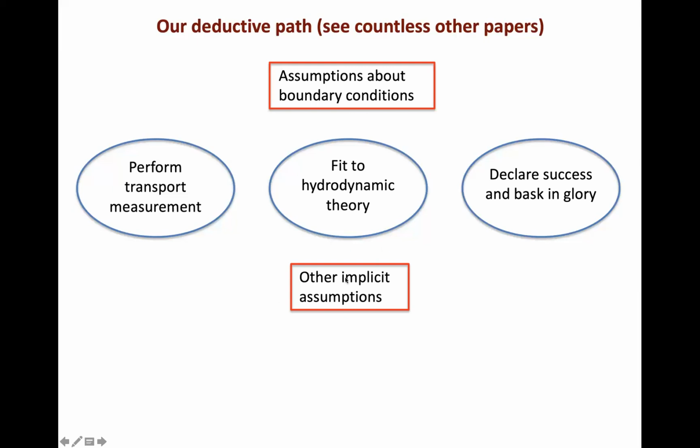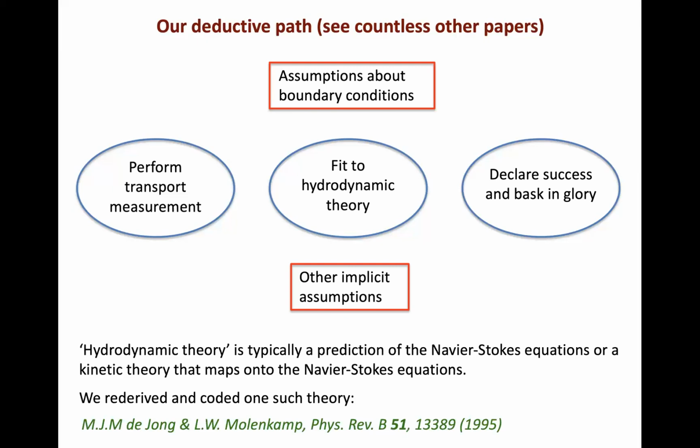However, other implicit assumptions go into most people's hydrodynamic theories and certainly did into ours, and I'll explain that as we go along. More specifically, some people will just use the Navier-Stokes equations directly to make a hydrodynamic prediction and compare it to their data. Slightly better is to take a kinetic theory that maps onto the Navier-Stokes equations, but gives you more degrees of freedom, because in Navier-Stokes, you're just assuming that momentum relaxing scattering is irrelevant, usually, and that you're just thinking about momentum conserving scattering. Kinetic theory allows you to tune the ratio of the momentum conserving and momentum relaxing scattering.